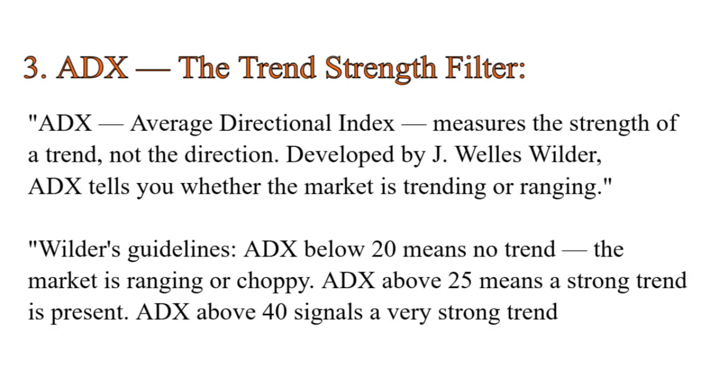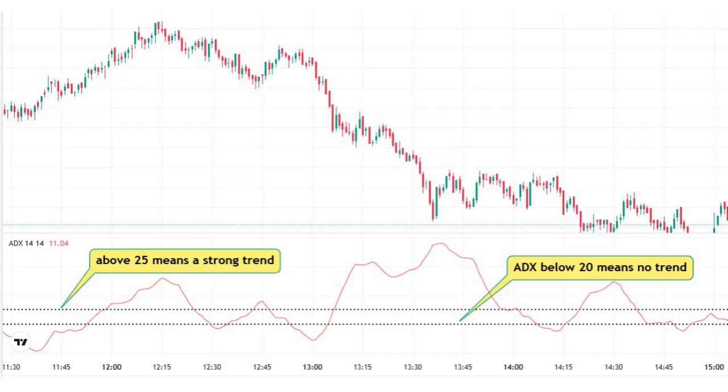ADX above 25 means a strong trend is present. ADX above 40 signals a very strong trend. The ADX is your market regime filter. If ADX is below 20, you shouldn't be trading trend-following strategies. You should be looking for mean reversion setups. If ADX is above 25, trend-following strategies become viable.